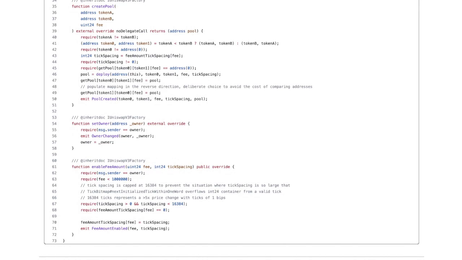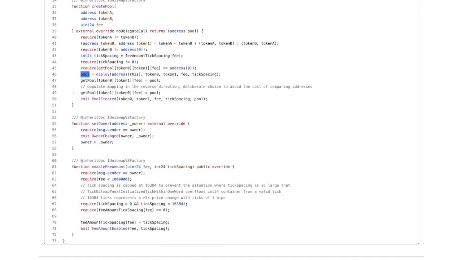Okay, cool. So we deploy the pool on line 46, and then we get the pool. Sorry, just, we map it. We put it in the mapping. Yeah, populate the mapping in the reverse direction. Okay, yeah. Deliberate choice to avoid the cost of comparing addresses.